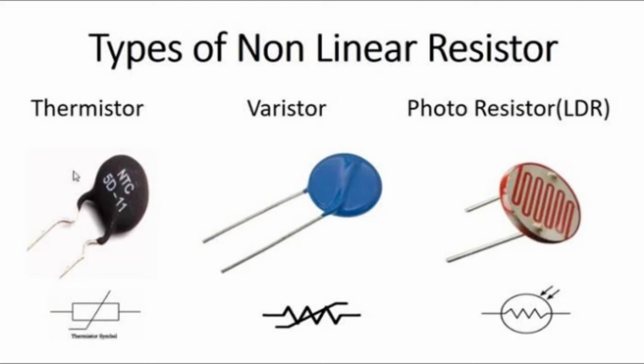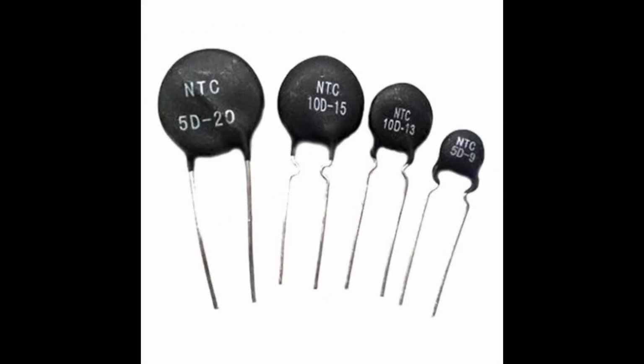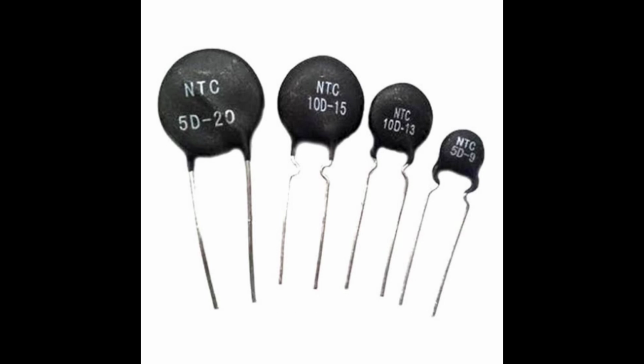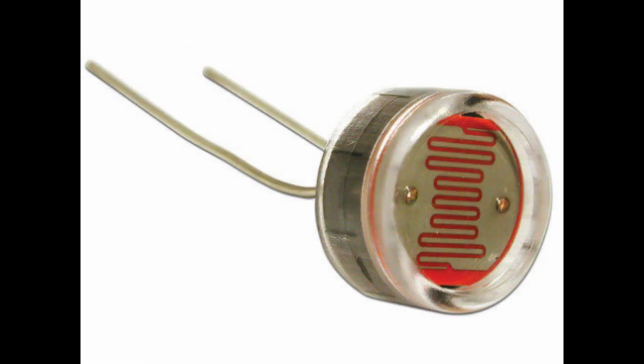In a thermistor, the current flowing through a resistor changes with change in temperature. There is an exponential variation of resistance with temperature. Photoresistors are also called light dependent resistors. In this resistor, the resistance changes with the amount of light falling on the sensor.